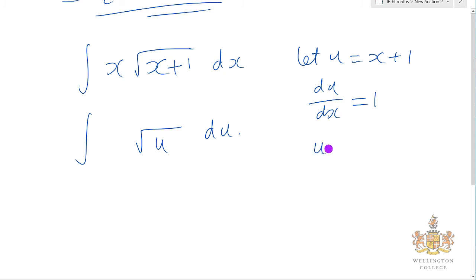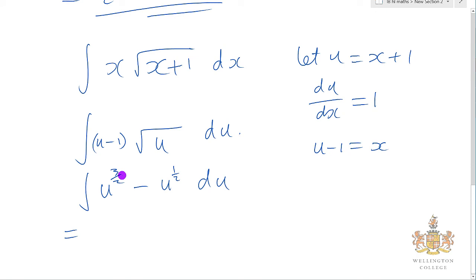Well, we know that u minus 1 will equal x if you rearrange this equation. So let's put u minus 1 in here. This therefore gives us a simpler expression that we can multiply out. We can do root u times u, that's just u to the half times u to the 1, which is u to the 3 over 2. Then u times minus 1 gives you minus u to the half, sorry, root u times that. And we've got that, and this is much easier to integrate.